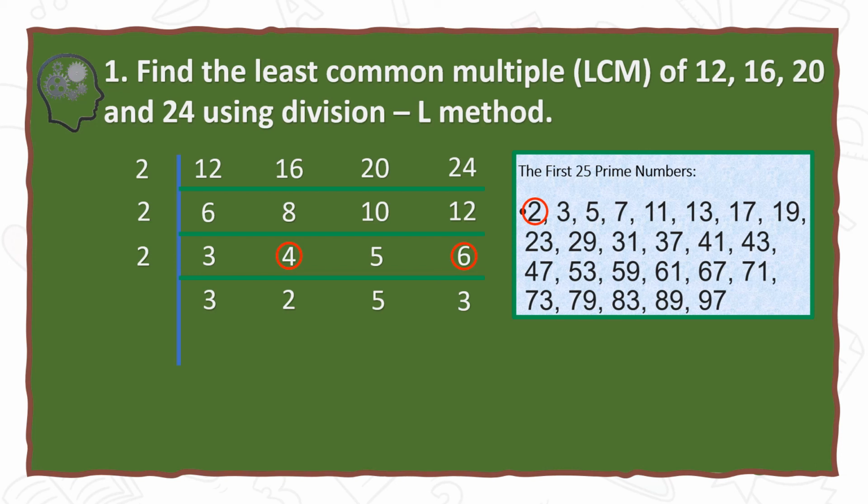Let's check once again. 3, 2, 5, and 3. Not all of them are divisible by any prime number. Let's check. 3 and 2, 3 and 5, 3 and 3. It's 3 and 3. 3 and 3 obviously are divisible by 3 itself.